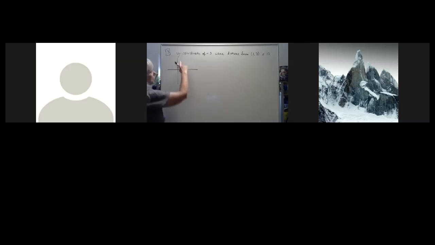Okay, we have a point that has a y-coordinate of -3. So y-coordinate of -3 is down here somewhere, right? So here's -3. And it's 13 units from 1, 2. So what I'm going to do is I'm just going to pick a generic point out here. I don't know where this point is, but I do know that this distance is 13. So it's pretty far away in order to get that unit of 13. What do we know about that point?